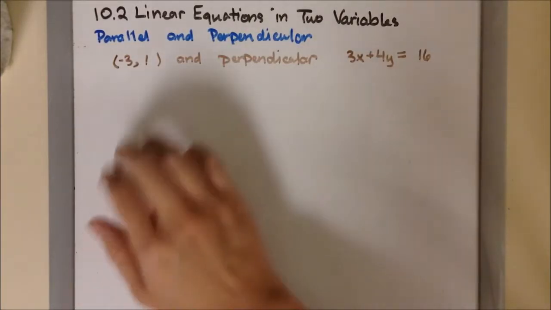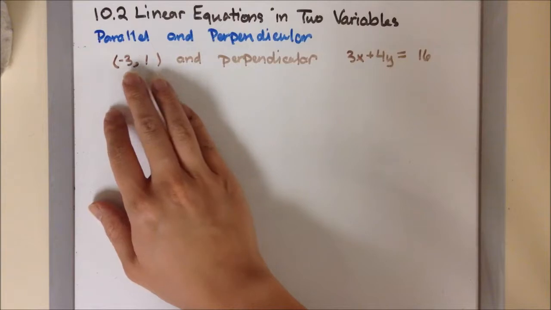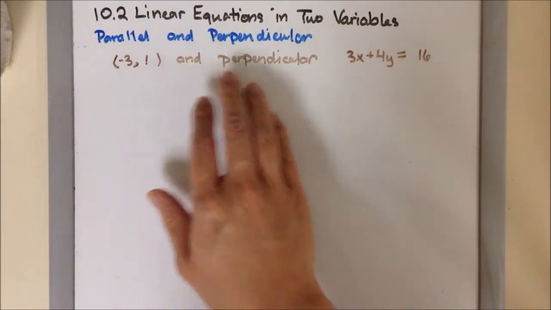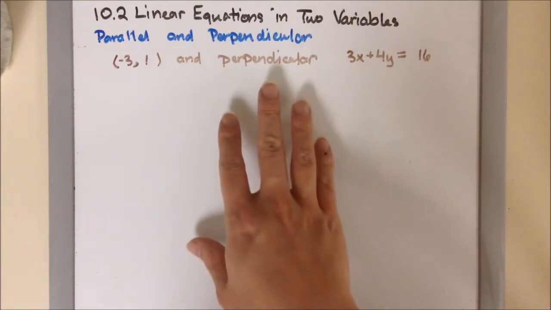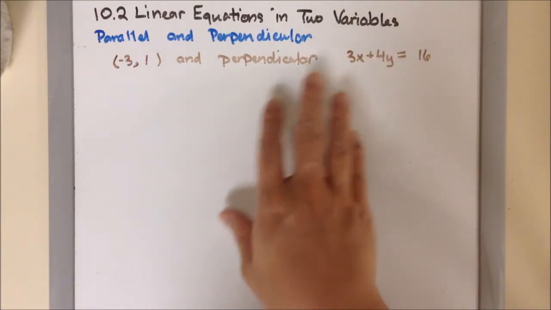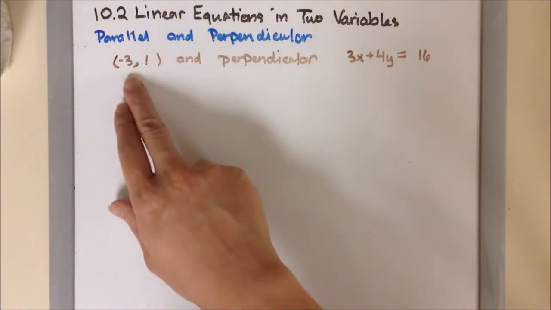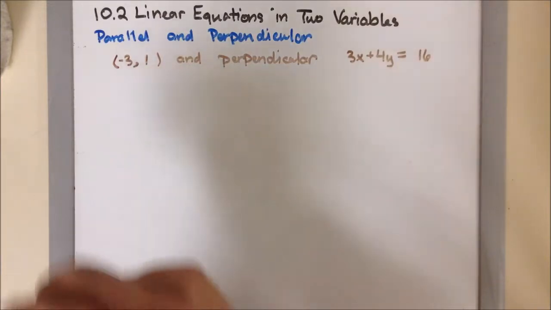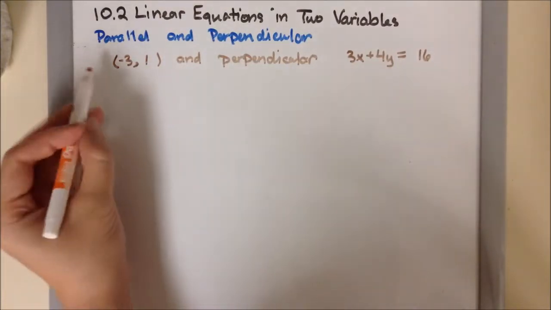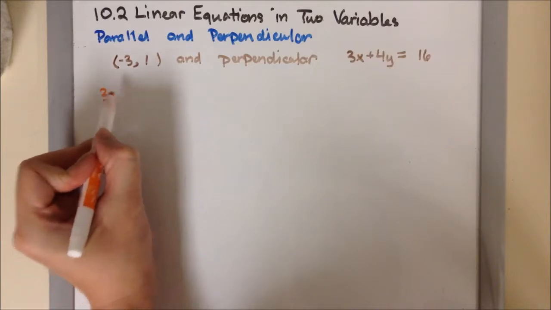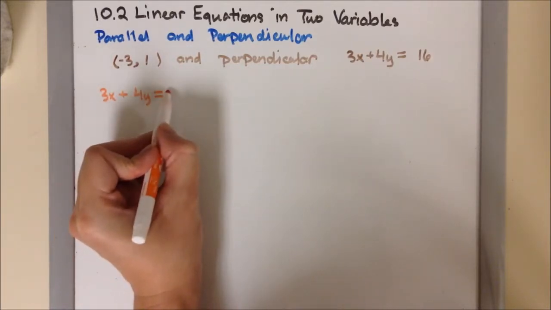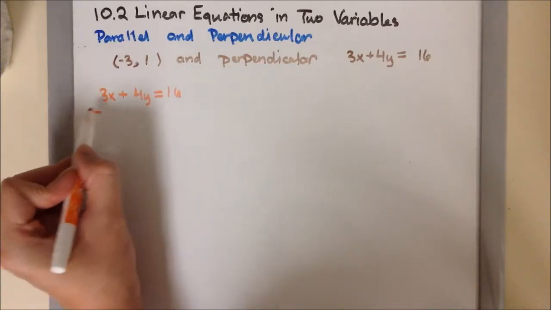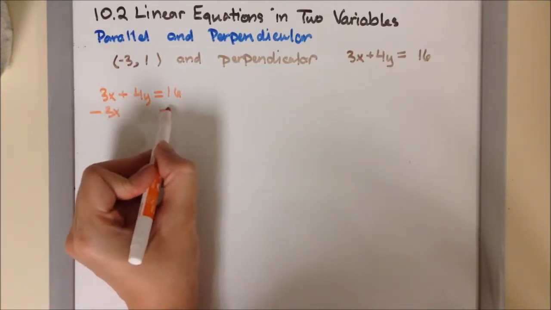In this example, we have a given point (-3, 1), and it's perpendicular to 3x plus 4y equals 16. So we must find a linear equation that's perpendicular to this equation while it's going through this corner point (-3, 1). So convert this equation into slope-intercept form, getting the y by itself. So I'm going to subtract 3x from both sides.